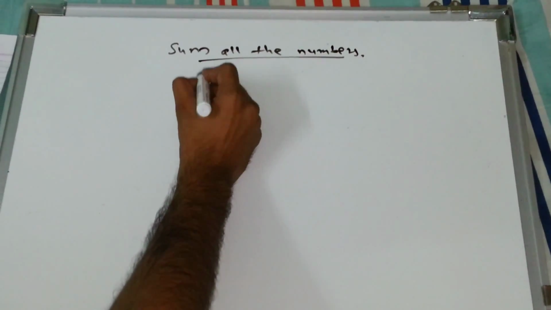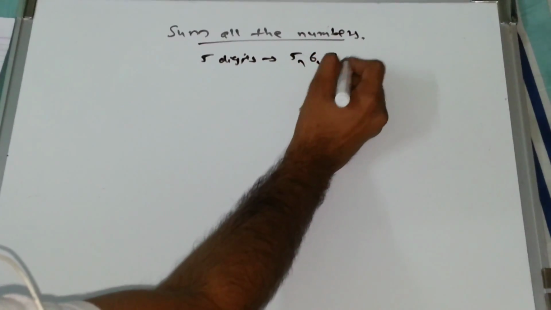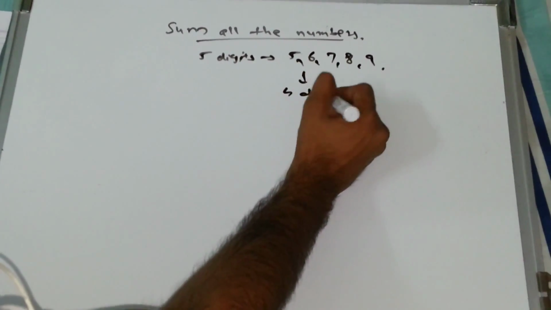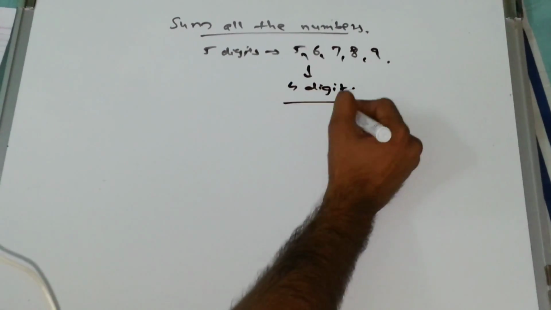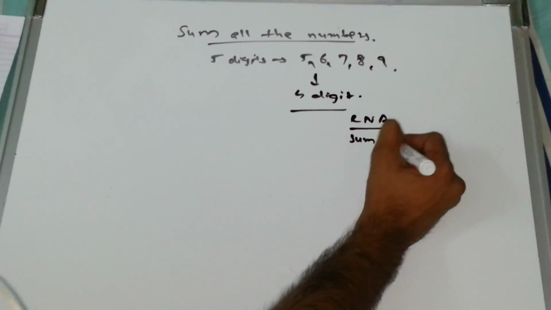Now coming down to the sum of all the digits, all the numbers. For example, we have been given 5 digits, that is 5, 6, 7, 8 and 9. We need to make 4 digit numbers where repetition is not allowed, and we have to find the sum of all the numbers.